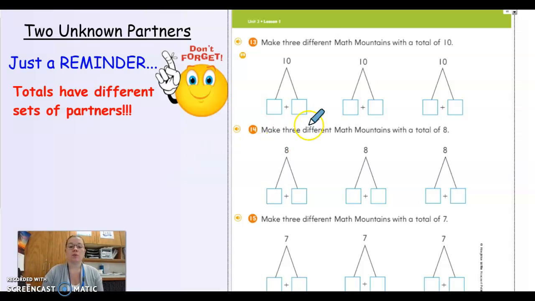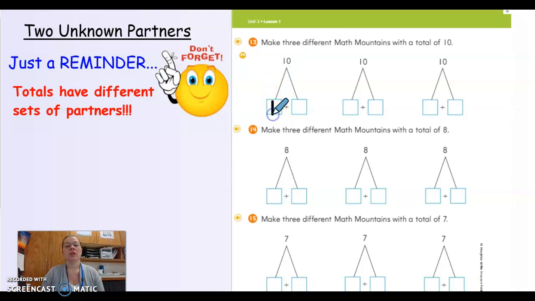So for example, we're going to start with 10. We'll do that one together, and the rest of them you're going to do by yourself. We need to come up with 3 different partners with a total of 10. So what can we add together to get us 10? I usually like to start with 1, right? 1 is easy. And so what would be 1 less than 10? 9. 9 and 1 give us 10.